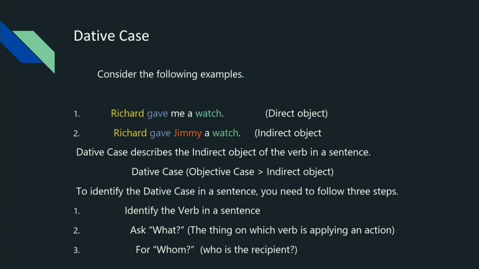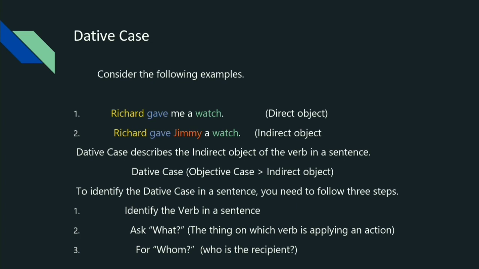Dative case describes the indirect object of the verb which is used in a sentence. So the accusative case was also about object, but it was about direct object, and the dative case is all about indirect object. Indirect object is the person who receives that particular object on which the action of the verb is being applied.